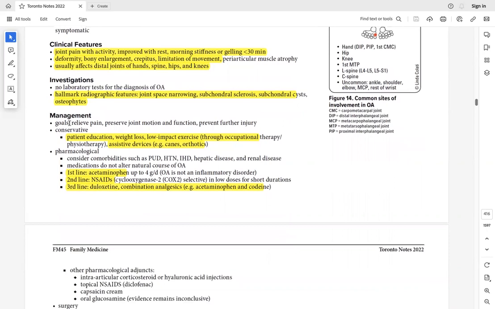Then what is the management? Pain management. Physical exercises, conservative measures, patient education, weight loss, low impact exercises, and assistive devices like canes and orthotics. In pharmacological treatment, start with acetaminophen, move to NSAIDs, and then combination acetaminophen plus codeine. So this is first line, second line, third line. This is how we have to remember.